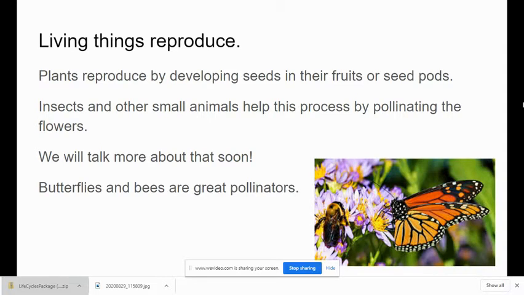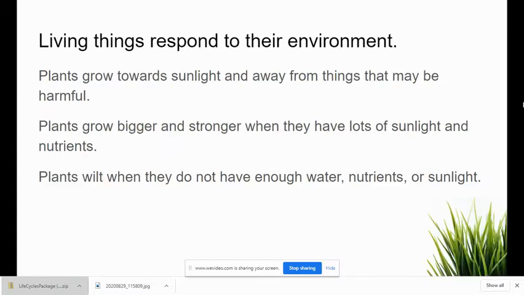That's the main difference. Insects and other small animals help this process by pollinating the flowers. We're going to talk more about that soon. Butterflies and bees are excellent pollinators, but lots of other things are too: hummingbirds, bats, and lots of other kinds of small insects as well. And we'll talk more about what pollination is and how insects help soon.